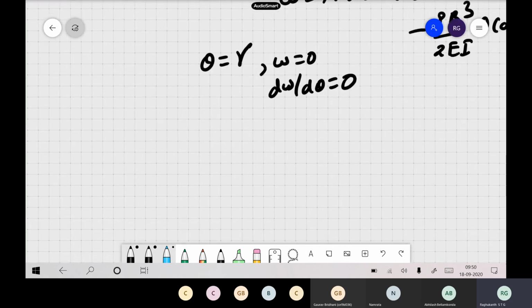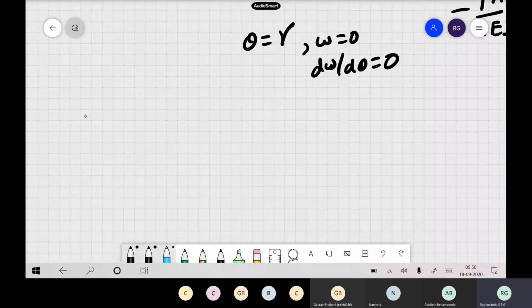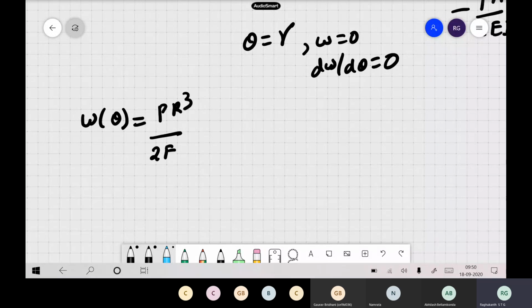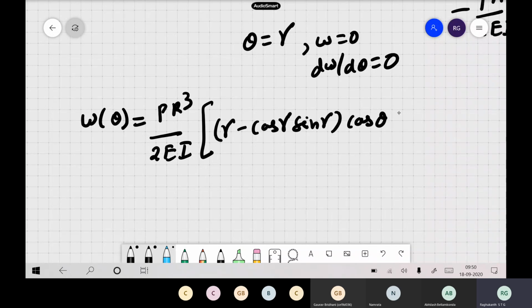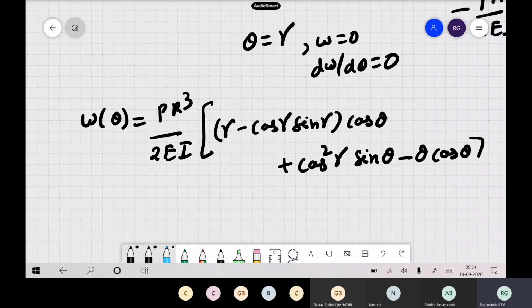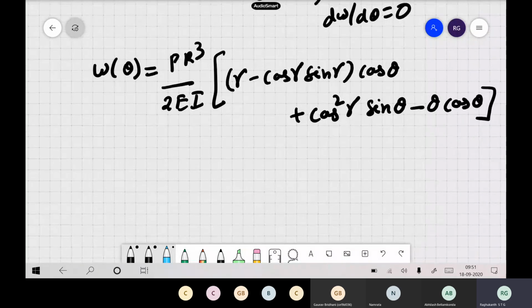Okay, so finally you can solve all the equations and write W, which is a function of theta, as P R cube by 2 EI, gamma minus cos gamma sine gamma into cos theta, plus cos square gamma sine theta minus theta cos theta. So this is a general case, where the central angle of the arch is gamma, not equal to pi by 2. So you can verify when gamma is equal to pi by 2, this has to collapse to the previous case itself. So this way we can solve very interesting problems on the arches.